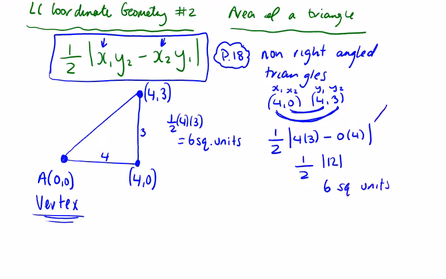Now, why do we use these absolute value bars that you may have seen before? Because we can get a negative value inside here. So it's half the absolute value of whatever we get inside. If we get half of minus 12, the area is still 6 square units. So let's look at another example of this.